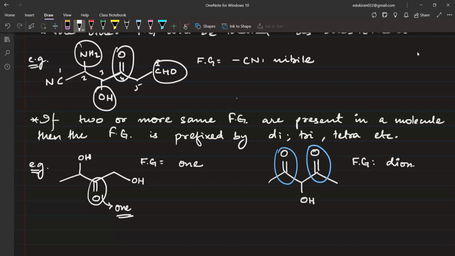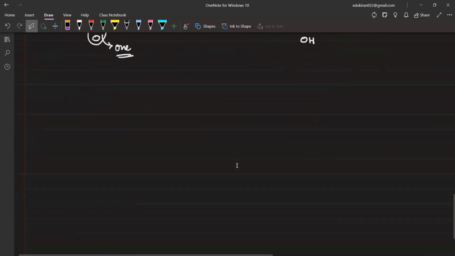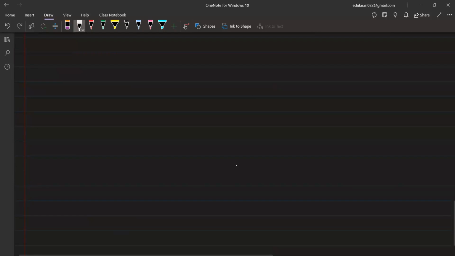But again, if I ask, we are writing dione. What we are writing? We are writing dione. But functional group क्या है? Please remember the functional group is one only. Okay, O-N-E. Di is just telling me the number of times this is present. Okay, चलो. So this is clear about functional group. Now write next point, that is unsaturation.